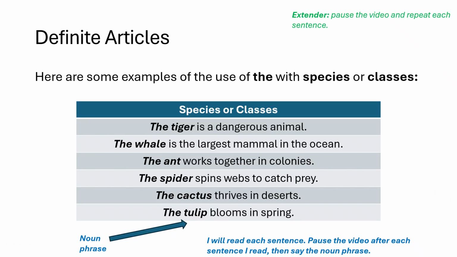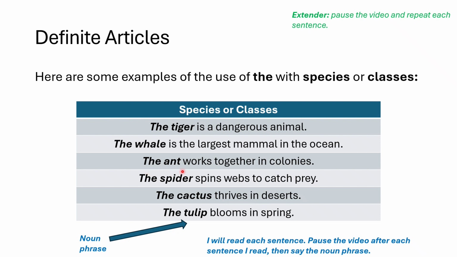Here are some examples of the use of the with species or classes. Species or classes as a whole represent all members of that group. I will read each sentence. Pause the video after each sentence I read, then say the noun phrase. The tiger is a dangerous animal. The whale is the largest mammal in the ocean.